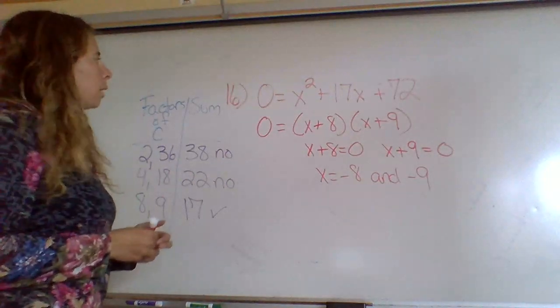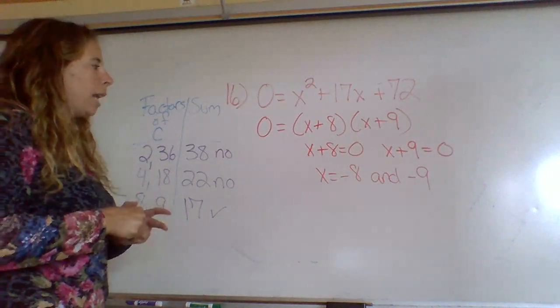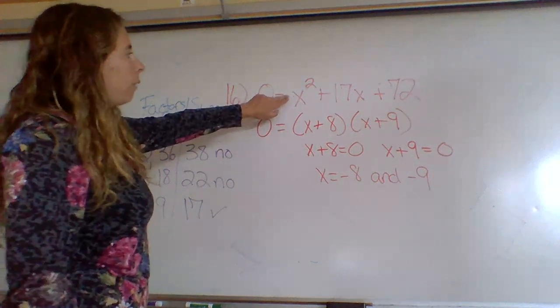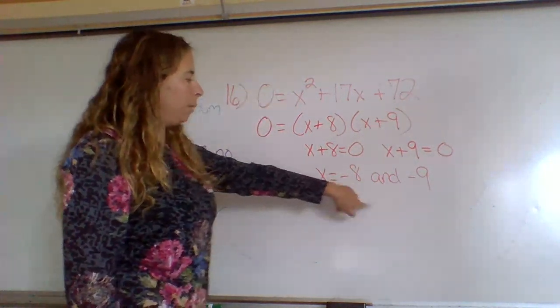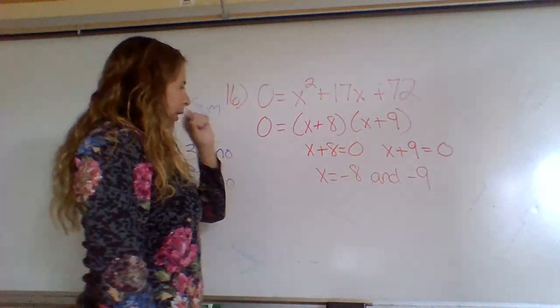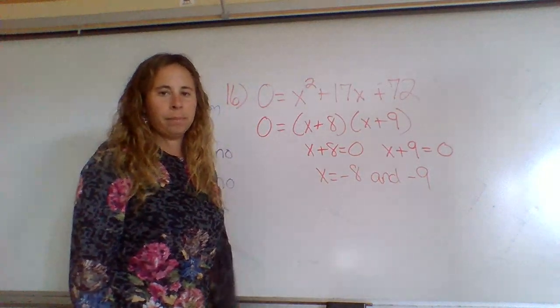So those would be your answers. x equals negative 8 and negative 9. If I were to graph this, it would cross my x-axis at negative 8 and negative 9.